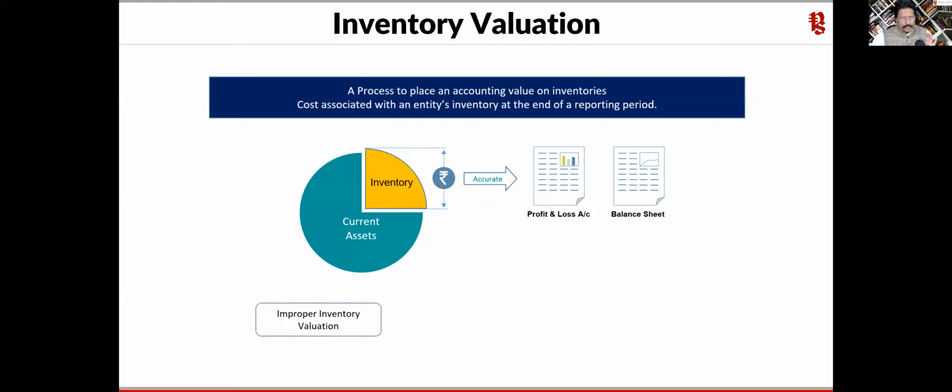So supposing the valuation of the inventory is not done properly, we can't say that you have to be 100% accurate. As much as possible, we have to get to near accuracy of your inventory valuation. Now, what is the implication if there is an improper valuation of your inventory? The impact is going to be on the profitability.